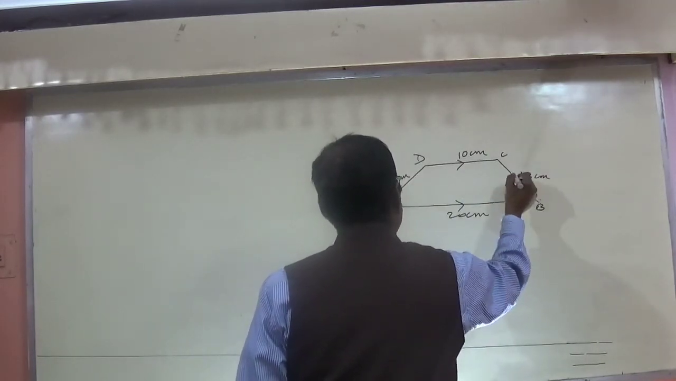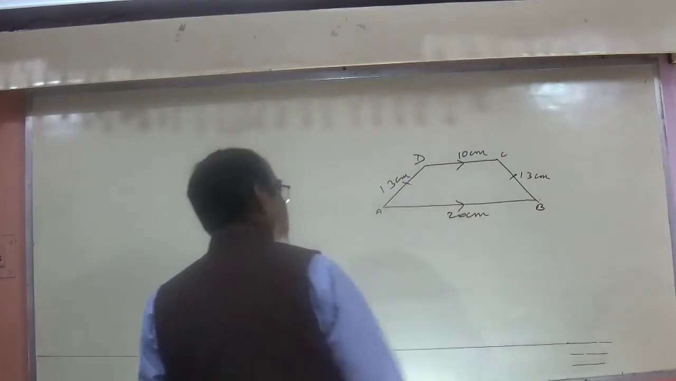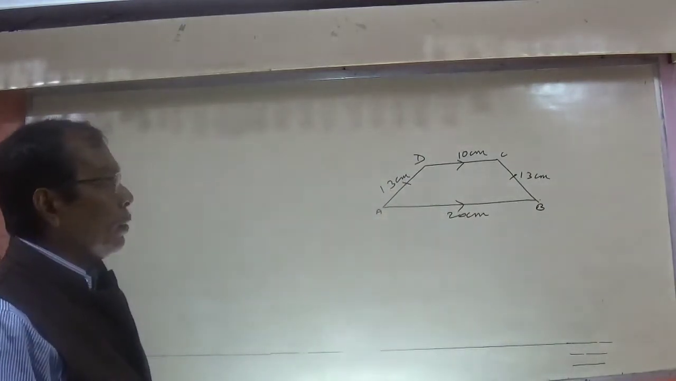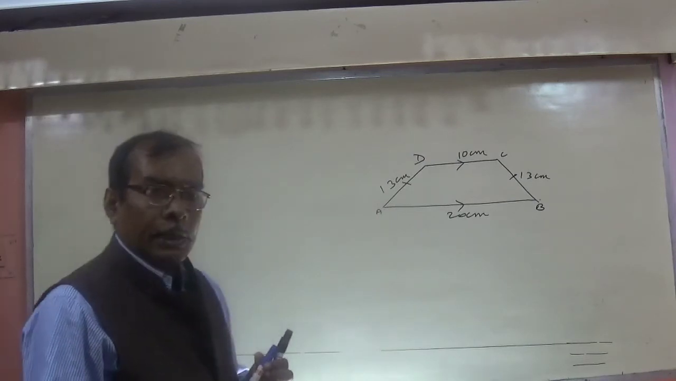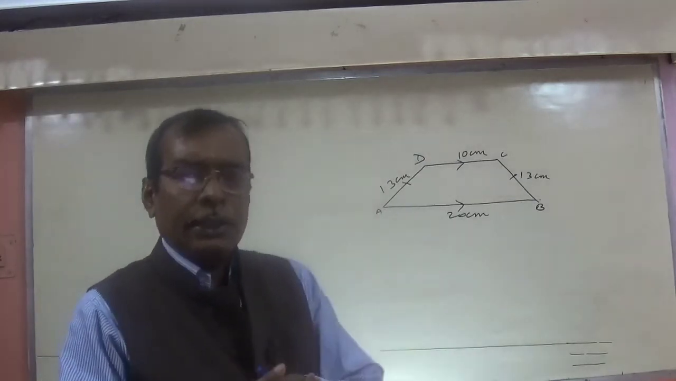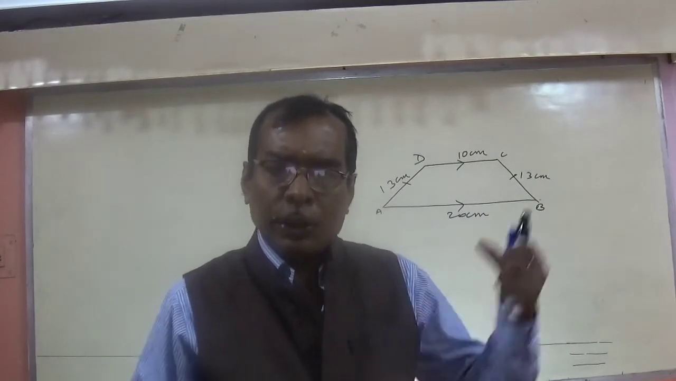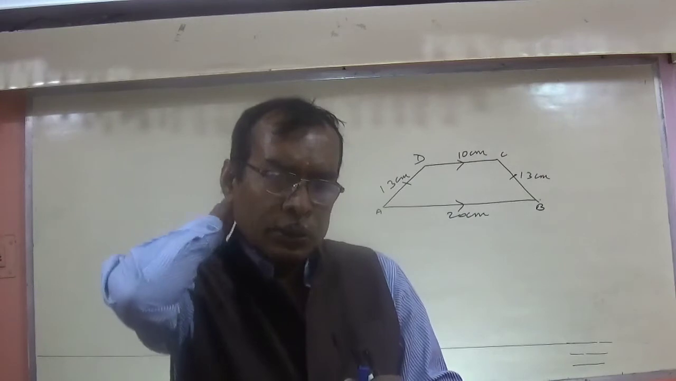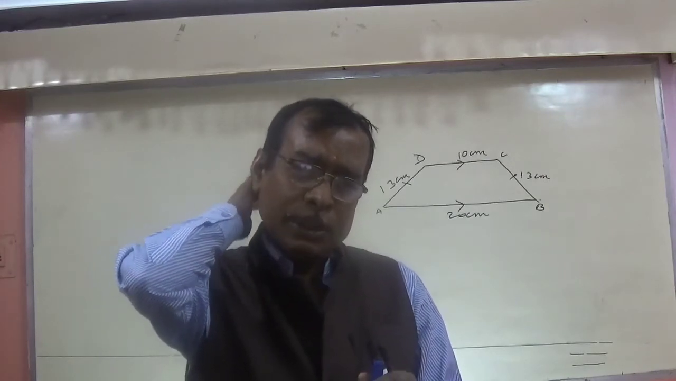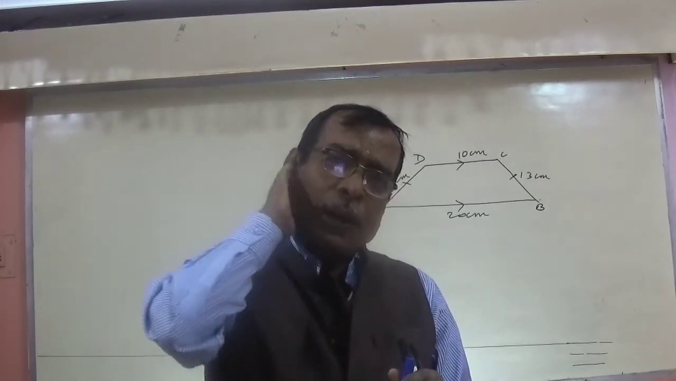In the first class on trapeziums, I told you that when the non-parallel sides are equal, that type of trapezium is known as an isosceles trapezium. So it is an isosceles trapezium. We will have to find the area of the trapezium. For finding the area, the most important thing is finding its height.